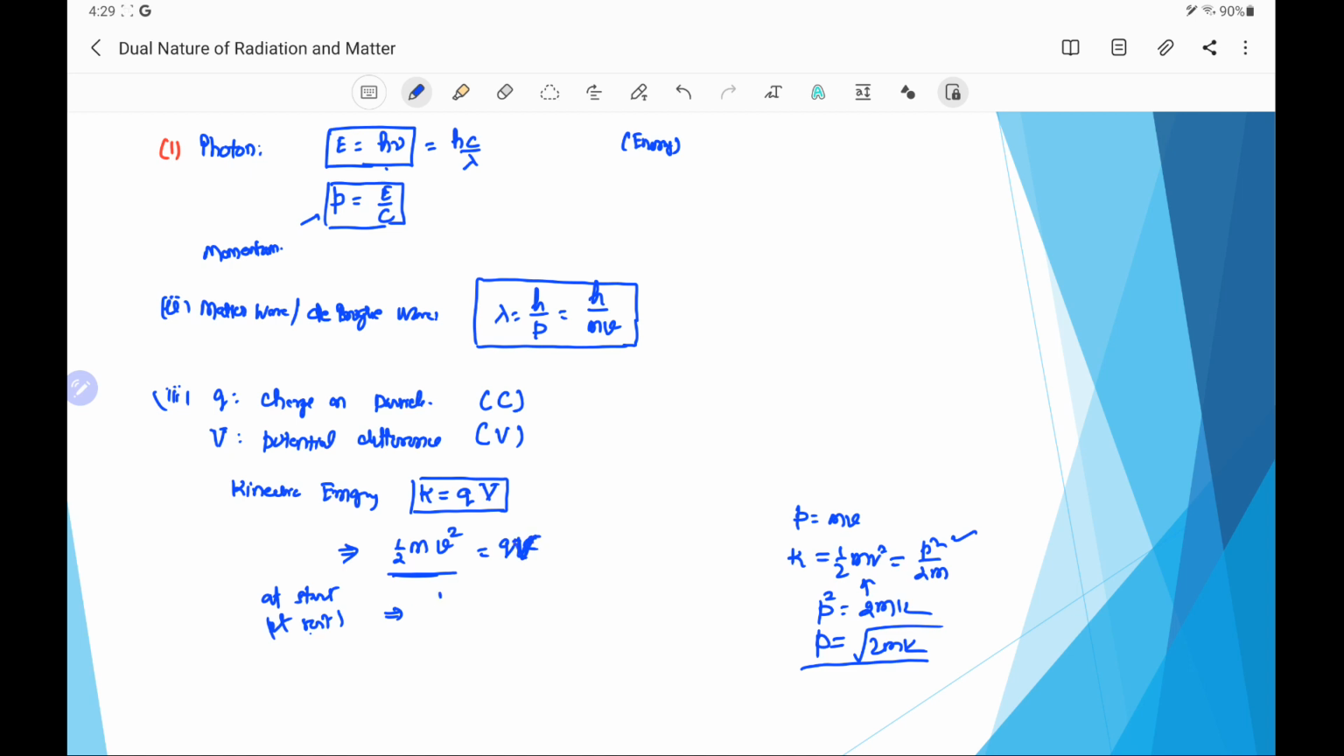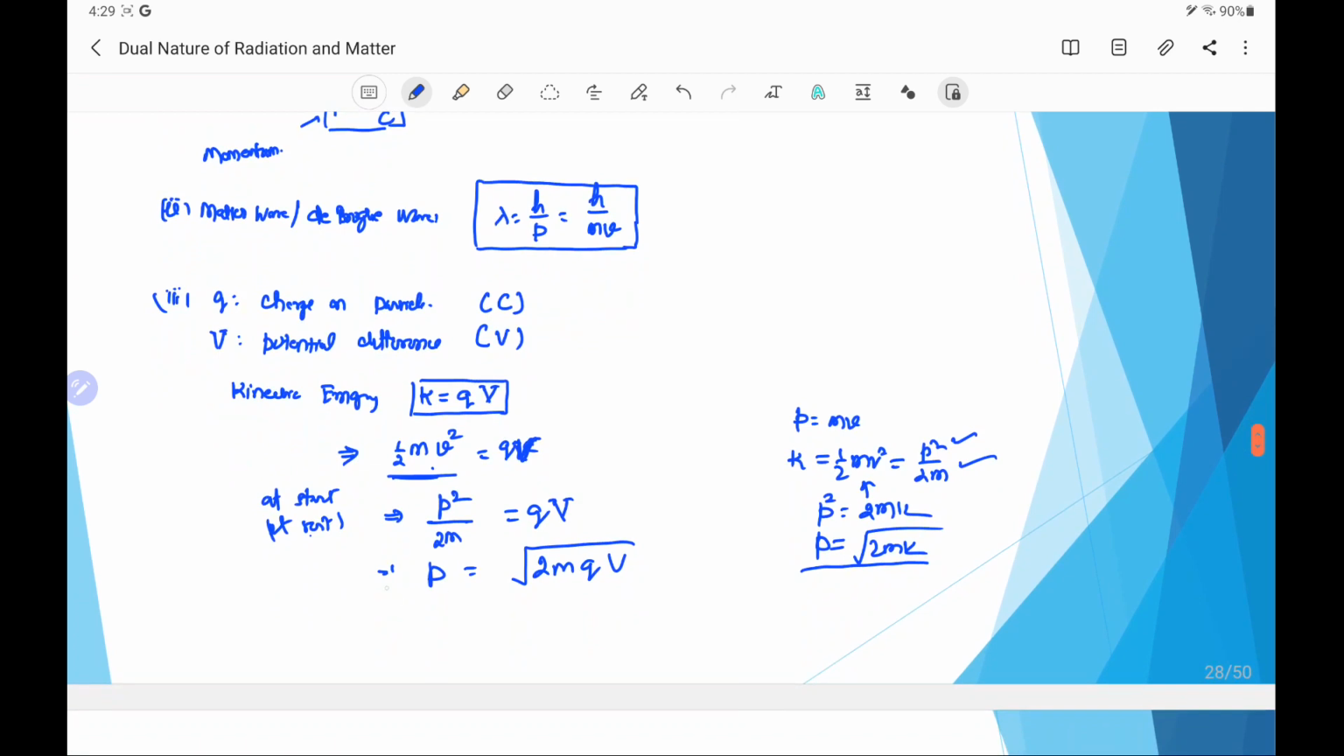So from this formula, we can write P square by 2m. This is the kinetic energy, and kinetic energy is equal to P square by 2m. So it is equal to QV, and momentum P will be equal to square root of 2mQV. So the wavelength of the wave associated with the moving particle, that is the matter wave or the de Broglie wavelength, is h by p, or we can write it as h by root 2mQV.